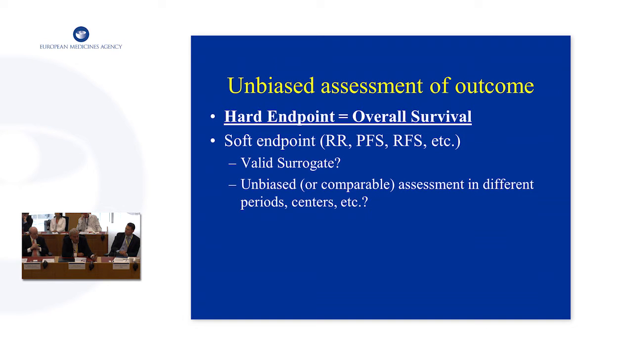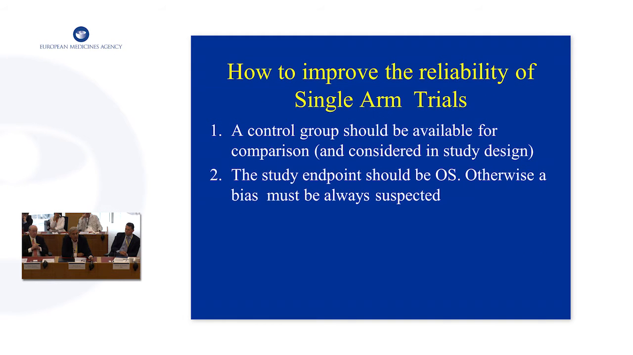And I'd like to mention that progression-free survival is probably one of the softest endpoints because of its dependence on the intensity of follow-up checks and on the quality and type of follow-up checks. And blind review of endpoints is not always feasible, and sometimes it's not effective because the types of documentation of records we have from the historical controls are so different. And again, if possible, the study endpoint should be overall survival. Otherwise, a bias must always be suspected and considered in the interpretation of the results.